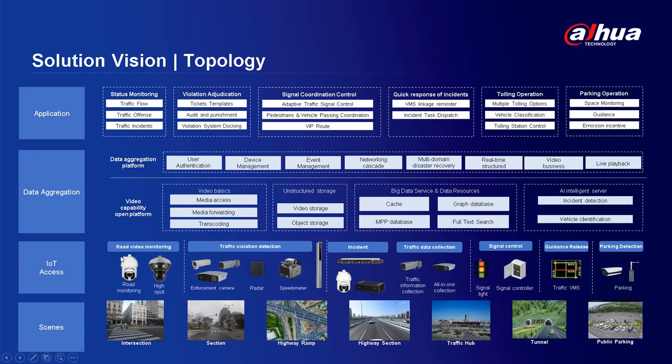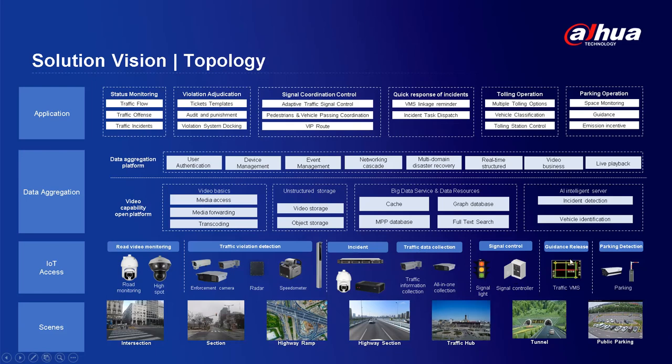So here we have, of course, video monitoring for panoramic and PTZ. Then we have traffic violation detection using enforcement cameras. We have radars and speedometers. Then we have incident management using the intelligent servers and, of course, edge storage devices. Then we have traffic data collection by the endpoints. Then we have traffic signal control. So we provide the traffic lights and the traffic signal controllers.